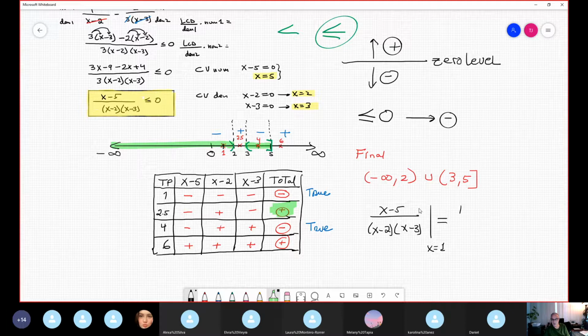Then, 1 minus 5 divided by 1 minus 2 multiplied by 1 minus 3. This is negative 4, this is negative 1, and this is negative 2. Then we have 3 negatives. You see we have 3 negatives. The answer is negative, and these 3 negatives are exactly these 3 negatives. Bang, bang, and bang. I don't know why some people like that way. Some people know me like that way. I like that.